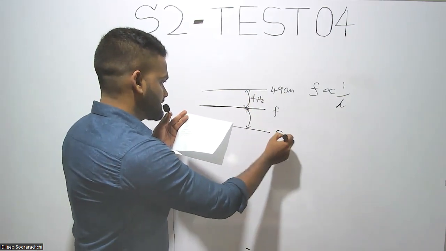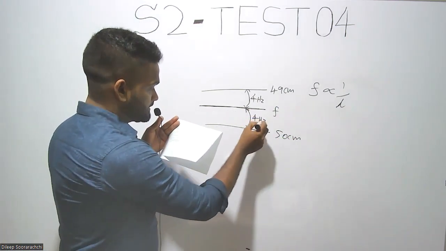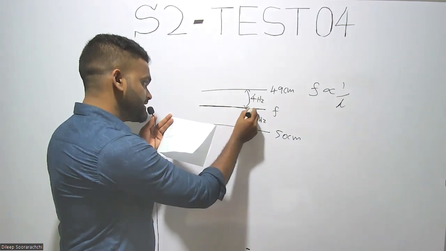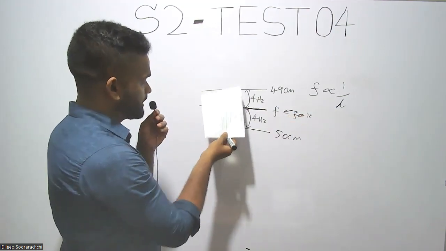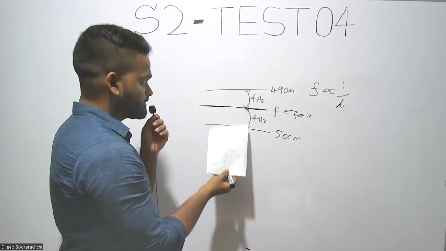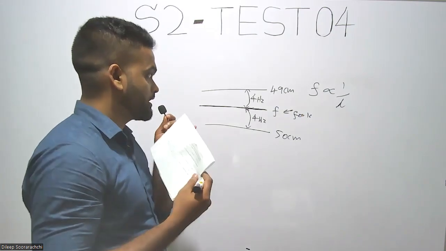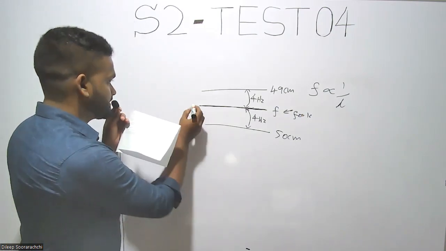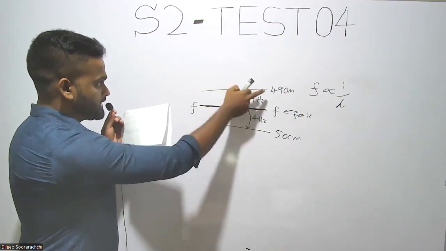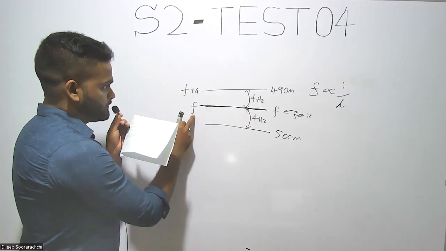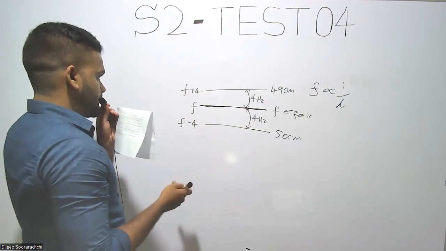Then the 50 centimeter length string also creates beats of 4 Hz with this fork. This is the fork, and these two cases are the different lengths for the string. So in each case it makes 4 beats. Let's say the frequency of the fork is simply f. So the frequency for 49 length should be f plus 4. The frequency for 50 centimeter should be f minus 4. Right.